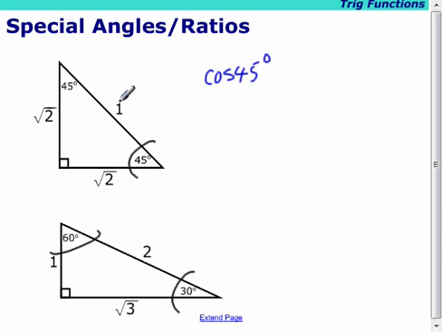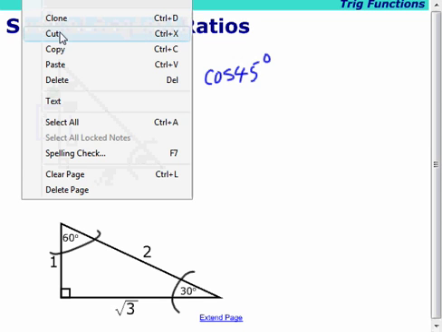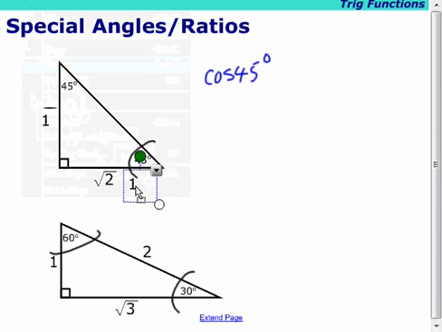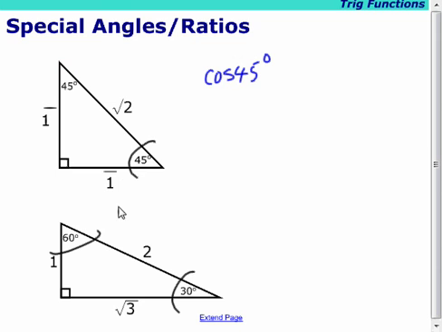over the hypotenuse. Oh, these are wrong. Let me delete that. I'm glad I looked at that. Copy, paste. Whew. Don't memorize that one that I just had in there. Memorize this one. So the cosine ratio is the adjacent side, which is 1, over the hypotenuse, which is root 2.